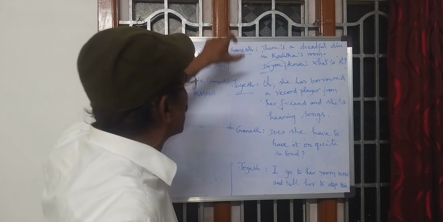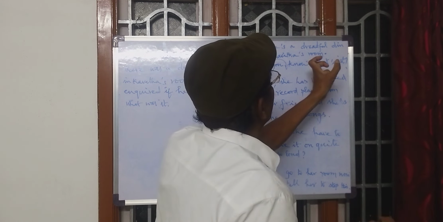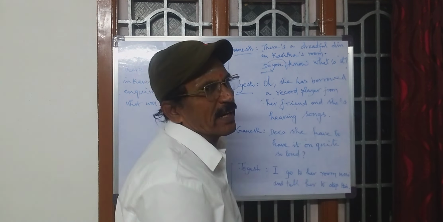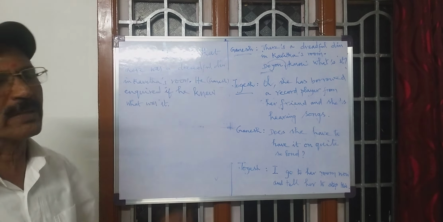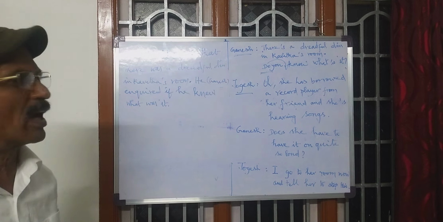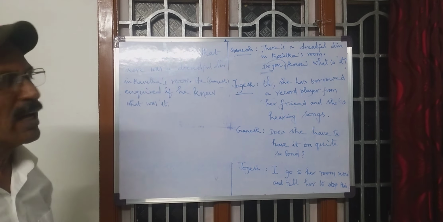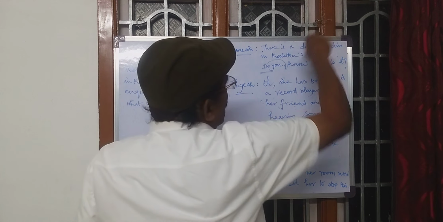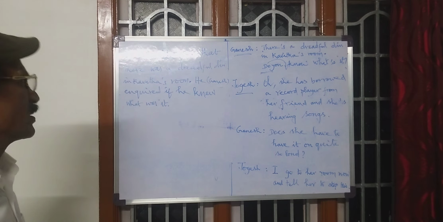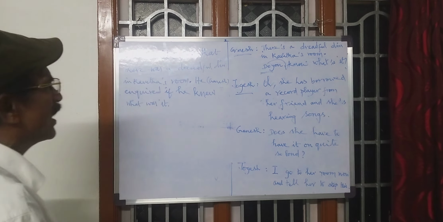Ganesh said to Jogesh, comma, quotation beginning, there is a dreadful din in Kavita's room. Do you know what it is? Quotation end. That should be given like this. Being a dialogue, given in the dialogue form, we assume that Ganesh is the speaker, Jogesh is the hearer, and this is the statement and question within the inverted commas. So this is over. Now Jogesh speaks to Ganesh.